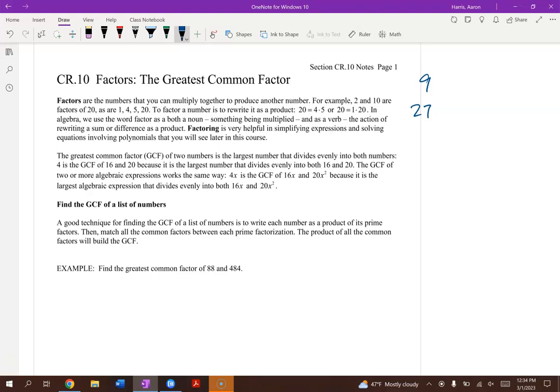They do both go into 3. It's not the biggest one, though. 9. They both go into 9. 9 divided by 9 is 1. 27 divided by 9 is 3, right? So the GCF is 9.